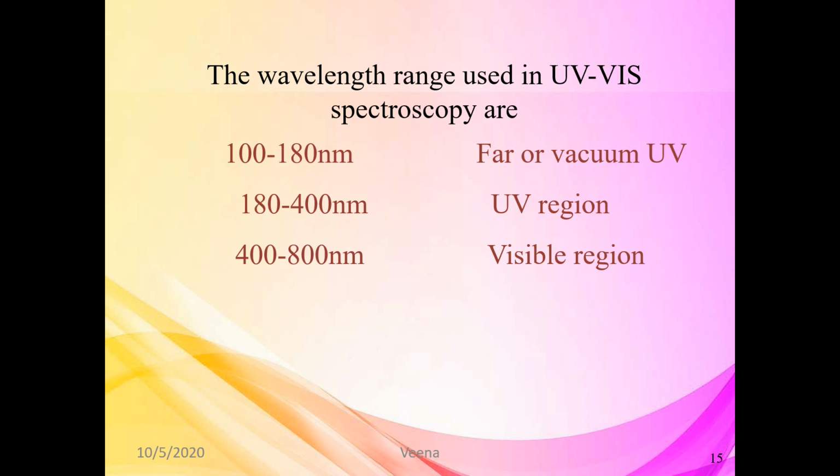The next region is from 180 to 400 nanometers. This is the usual UV region used for the study of molecules. Then the 400 to 800 nanometer region is called the visible region. Sometimes along with the UV region, the visible region is also included in the study. Hence that part of the spectroscopy is called UV visible spectroscopy.